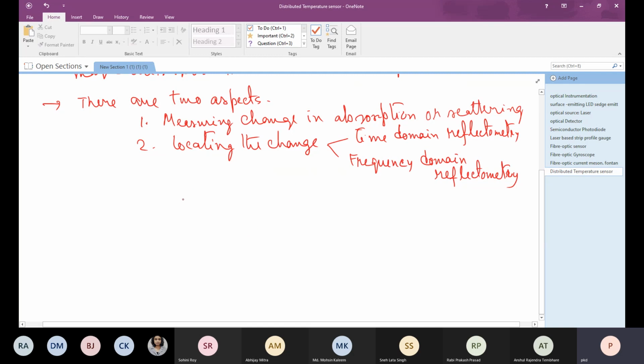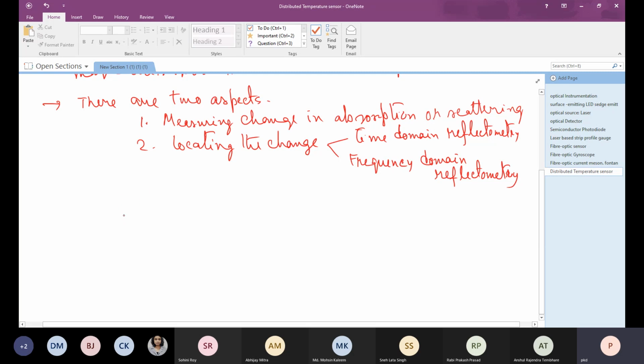Scattering essentially means the backscatter component will vary with respect to temperature because of the local deformation of the optical fiber. And also generally if the temperature becomes high and there are doped ions, the excited state of those doped ions like rare earth doping, erbium or neodymium, those states will vary, so that way the scattering component will also vary.